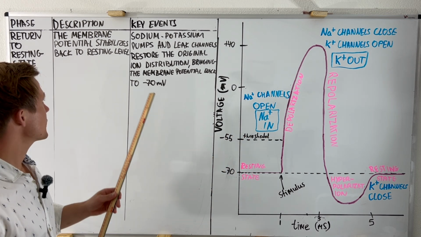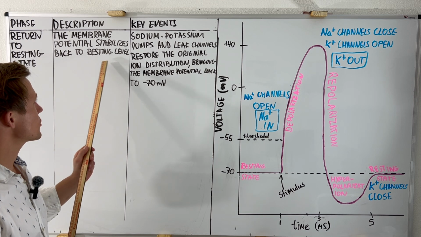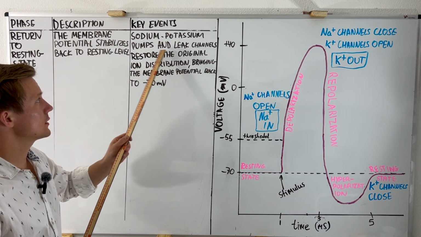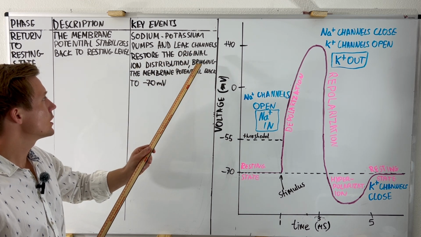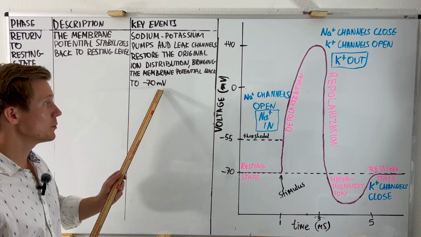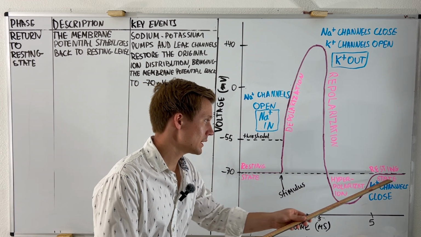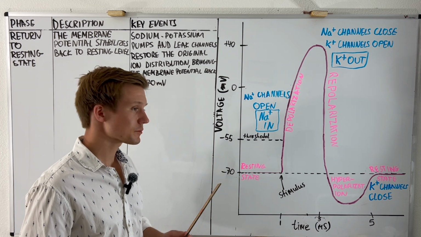And so the resting state is when the membrane potential stabilizes back to resting level. Sodium-potassium pumps and leak channels restore the original ion distribution, bringing the membrane potential back to -70 millivolts. And as we can see, this is what happens right here. We go back to -70 millivolts.